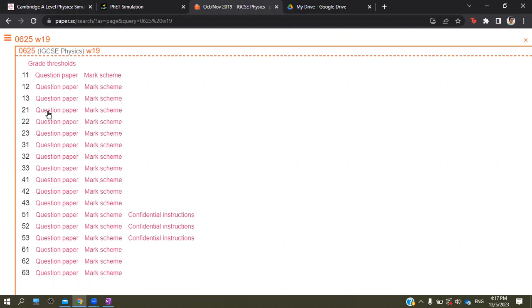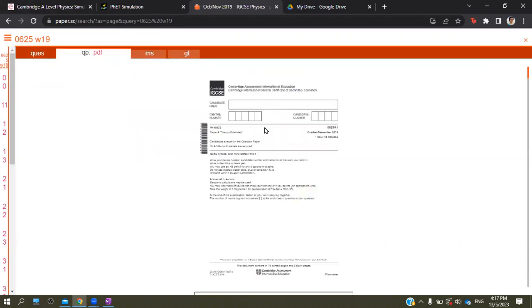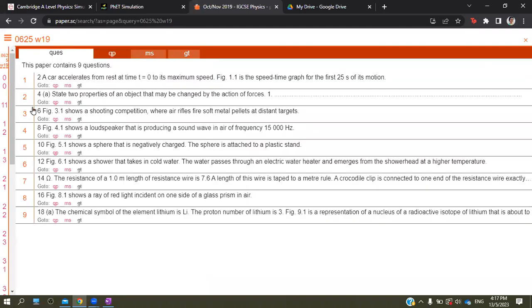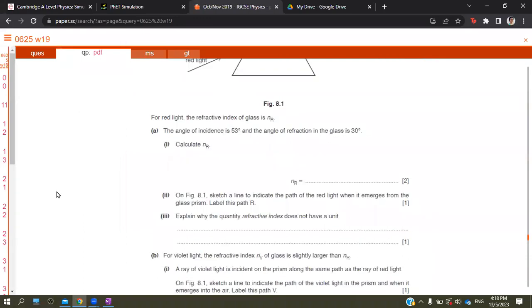So for example, if you want to look at paper 4, you click into paper 4, and they can display the whole question for you, but I like to look at this one. You can see there are 9 questions, and for each question, for example, let's say I want to do a question about circuit, I can click question paper. This is the question paper.